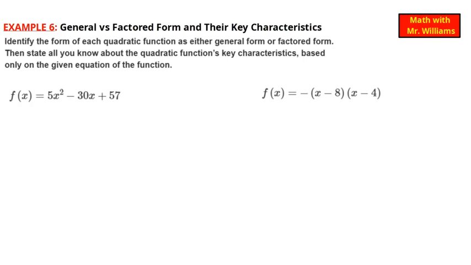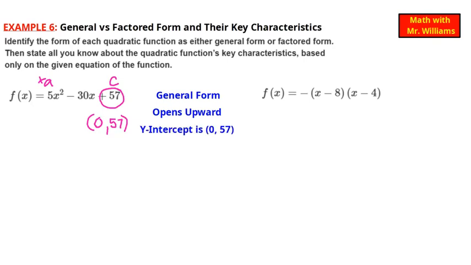So the first one, f of x equals 5x squared minus 30x plus 57, that's in general form. Next we need to decide if it's going to open upwards or downwards. We can look at the a value here. The a value in this case is positive, therefore this is going to open upwards. Now what the general form also gives us is the y-intercept, which we find from our c value. So here we have 57, and as an ordered pair, the 57 represents the y value, and all x values are going to be 0 if they're a y-intercept.